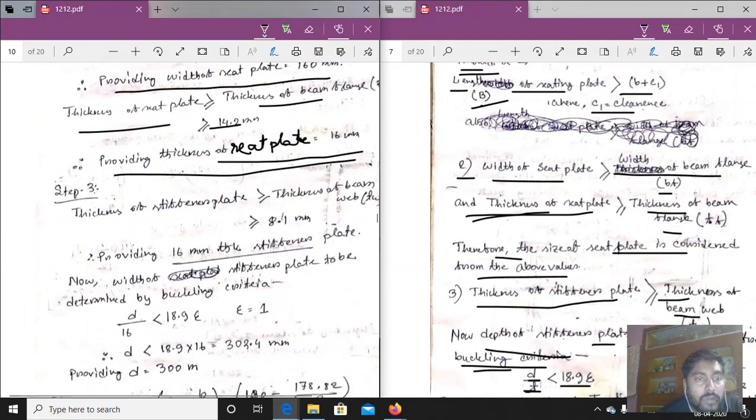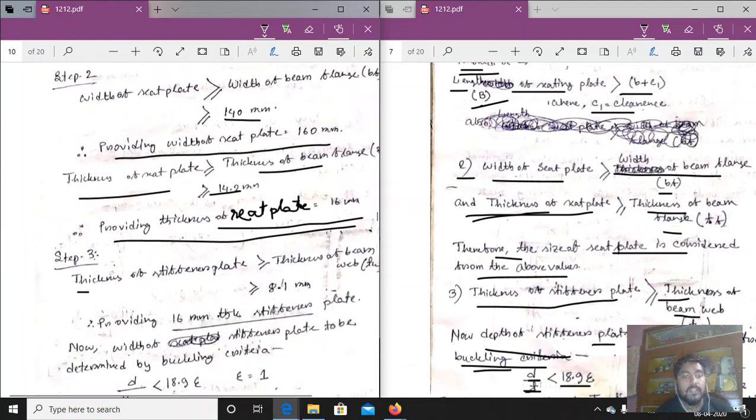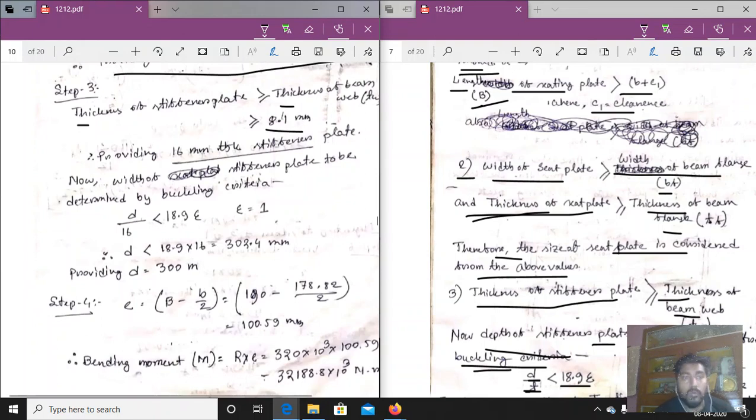Now coming to the thickness of the stiffener plate. We have determined the thickness and width of the seating plate. Now the thickness of the stiffener plate should be greater than 8.1 mm, the thickness of the beam web that we know. So providing 16 mm, it is a bit thicker, so as to provide the same thickness as in the case of the stiffened seat plate. It is a normal thumb rule that we have adopted.